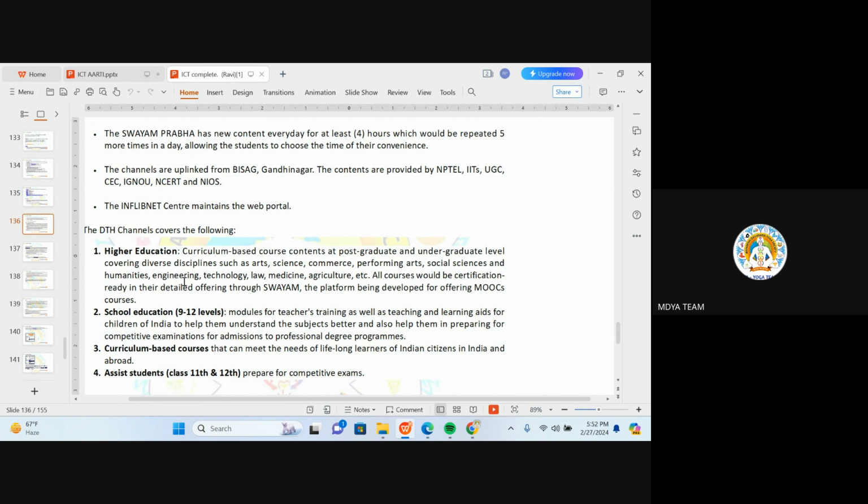Education like science, commerce, arts, social science, humanities, engineering, all these come under higher education. You will get them through these DTH channels. Now school education, you will get school education for classes 9 to 12. Curriculum-based courses are for every Indian citizen, regardless of age. Assist students are for the competitive exams: these DTH channels are for students who want to give competitive exams.